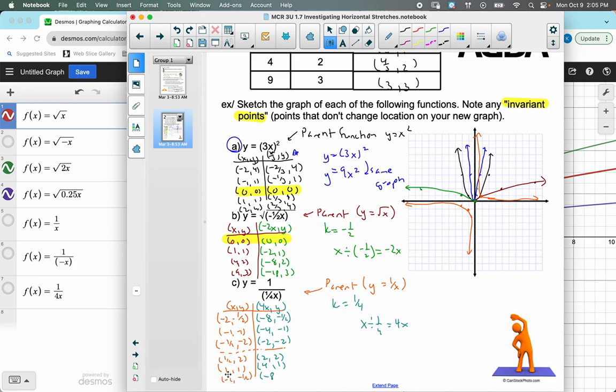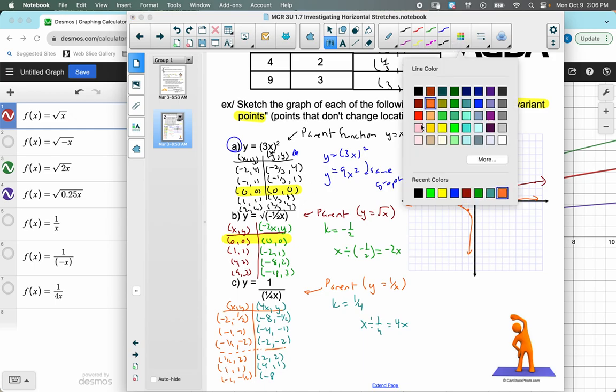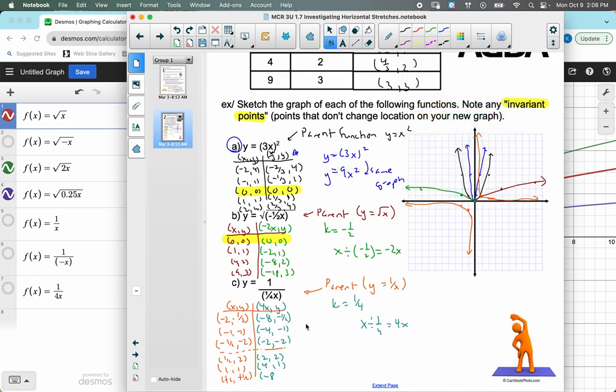Oh, that should be positive. Why did I make those ones negative? +2, +1/2. I think the struggle of trying to erase that would have been bad there. Okay, so those would be your new points.